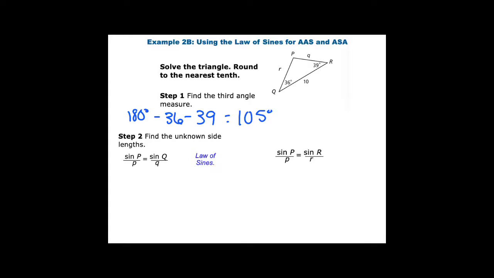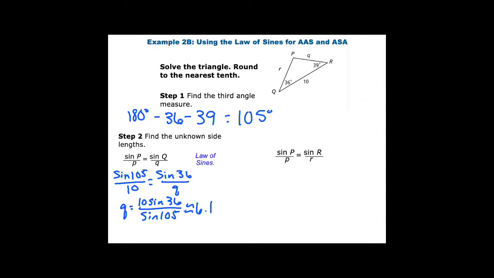Okay, step 2, find the unknown side. So if we plug in what we know, we have sine of 105 over 10 equals sine of 36 over q, which gives q equals 10 sine 36 over sine 105, and that is approximately 6.1.